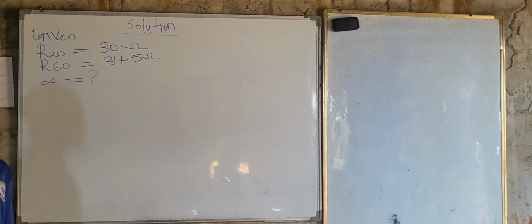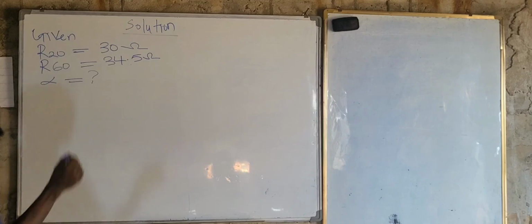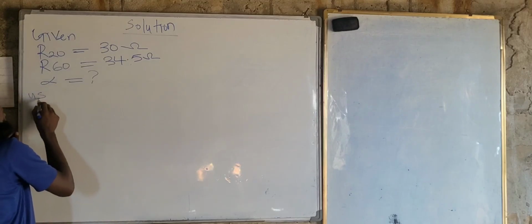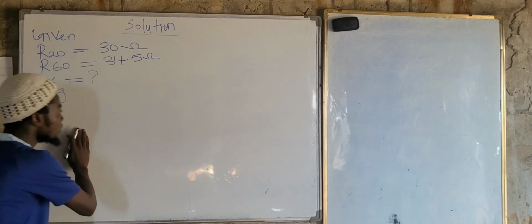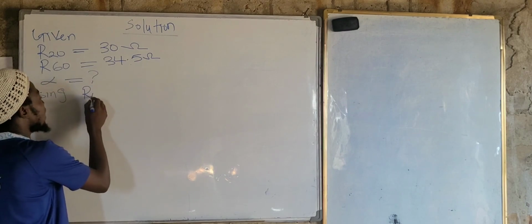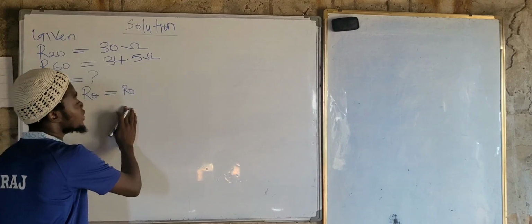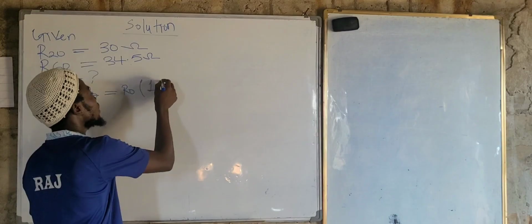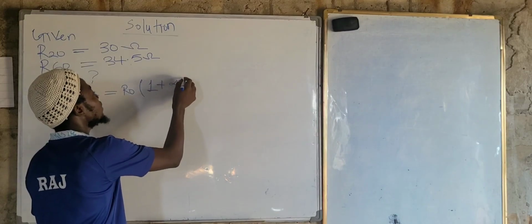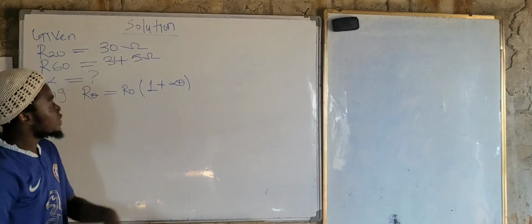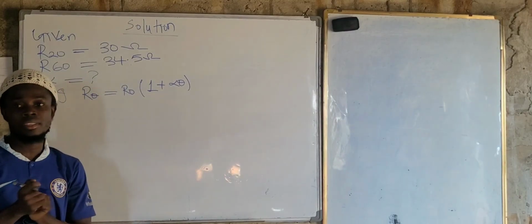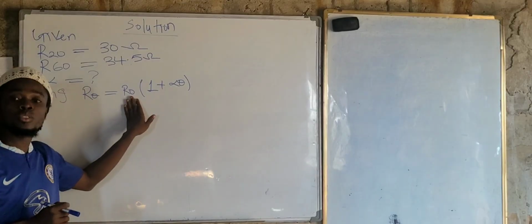I just tell them now, and they are also part of the book. So using here, R theta must be equal to R0 into 1 plus alpha theta. Are we okay here? This is temperature, temperature rise, okay? Temperature at 0 degrees Celsius.